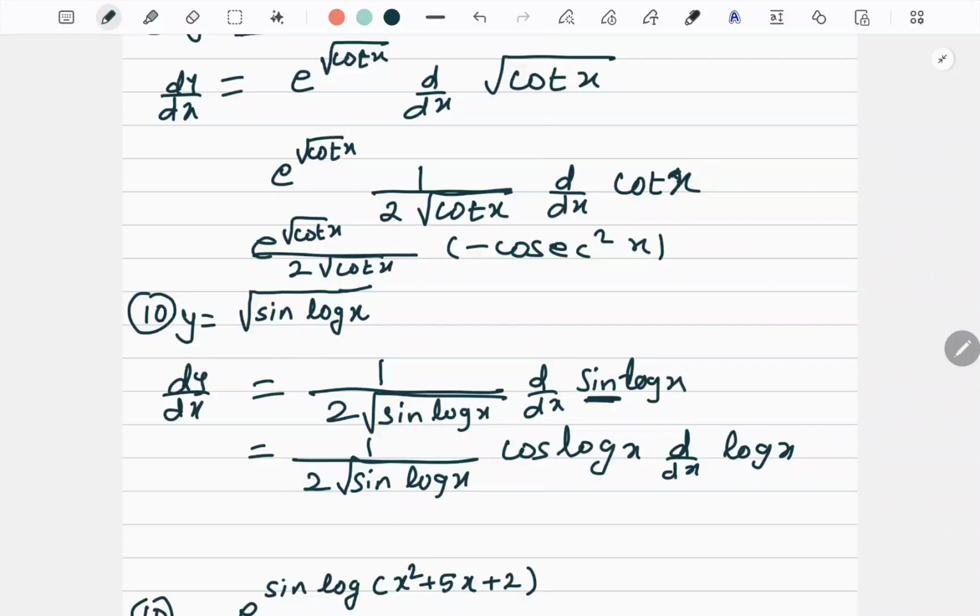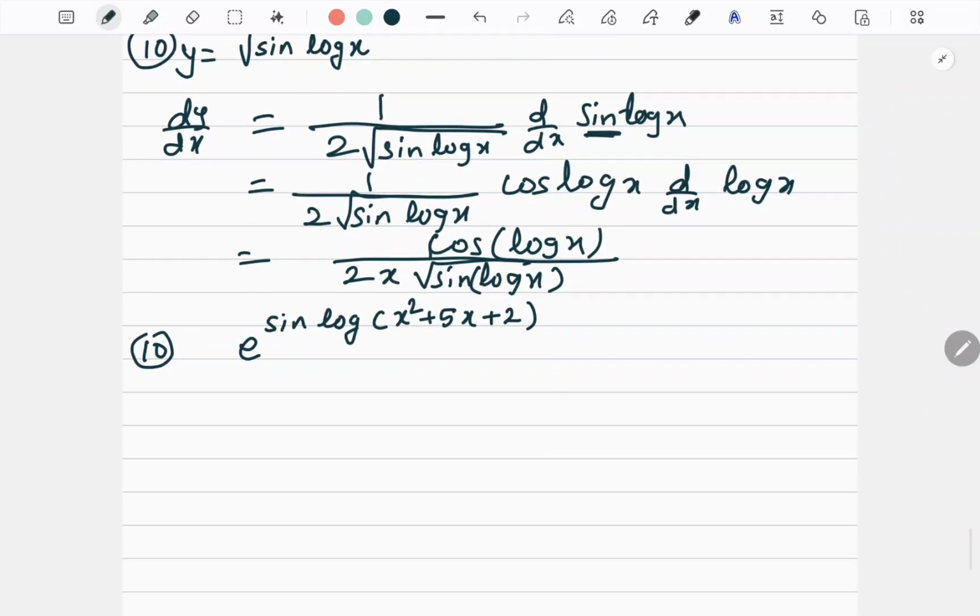What is d by dx of log x? 1 by x. So what becomes the final answer? 1 upon 2 under root sine of log x, and log x differentiation is 1 by x. The numerator is cos of log x. So this log x is working as a theta. Correct? Now look at this question.